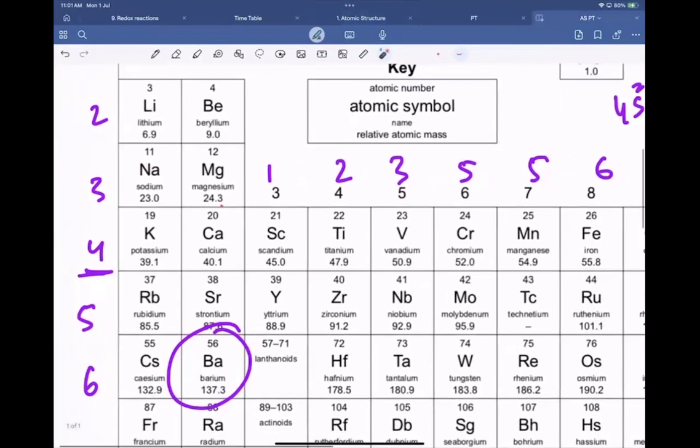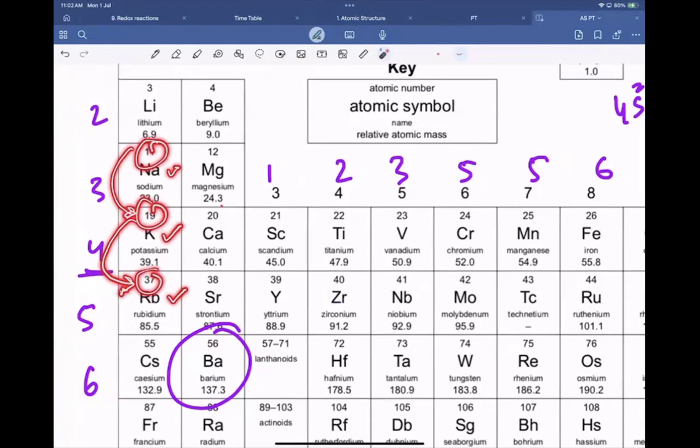What is the nuclear charge of sodium? 11. What is the nuclear charge of potassium? 19. What is the nuclear charge of rubidium? 37. So what is happening to the nuclear charge? It's increasing, hence the ionization energy is increasing.